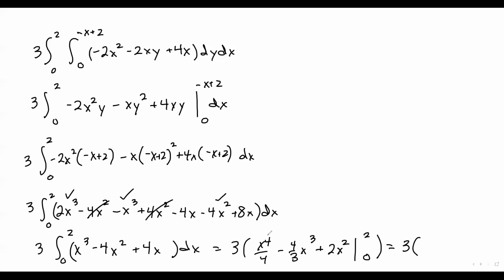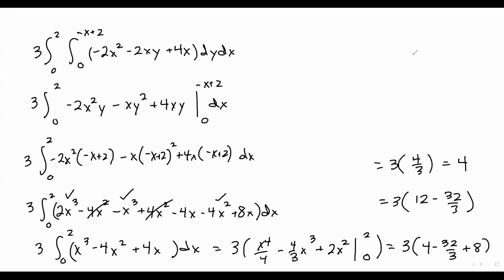Plug in 2, we got 16 over 4, that's going to be 4. 8 times -4, that's -32 thirds, plus 8. That's 3 times (12 minus 32 thirds). That's 36 thirds minus 32 thirds. That's 4 thirds. And we get 4. All right. Assuming I didn't make any mistakes. Hopefully there's no mistakes in there.